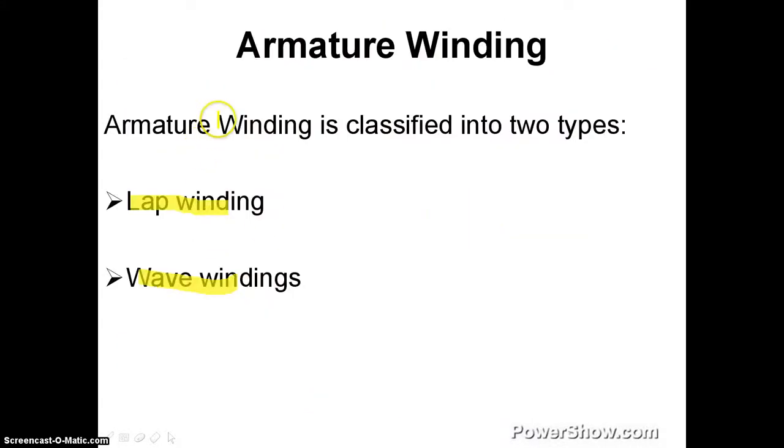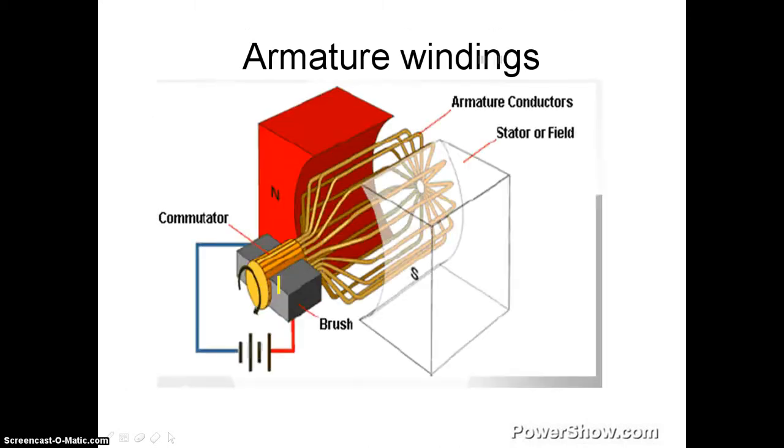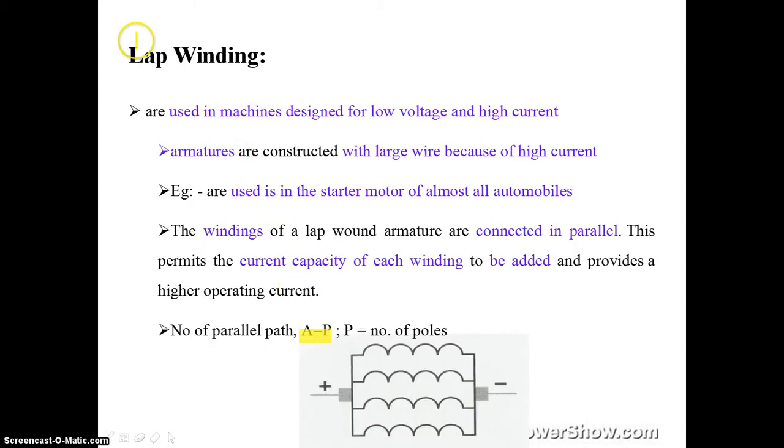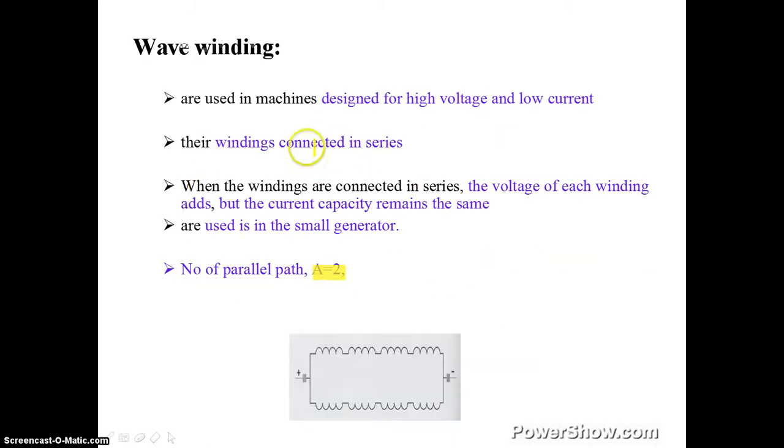The armature winding is classified into two types. Winding is nothing but a number of conductors placed together to make the output larger and larger. There are two types, lap winding and wave winding. In lap winding, the number of parallel paths A is equal to the number of poles, whereas in wave winding the number of parallel paths is equal to 2.